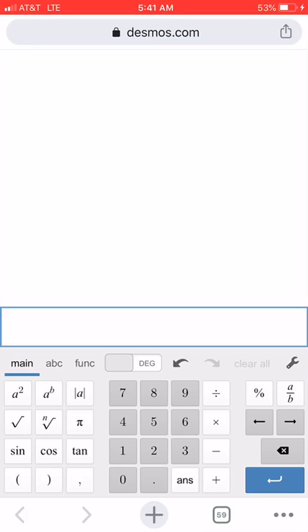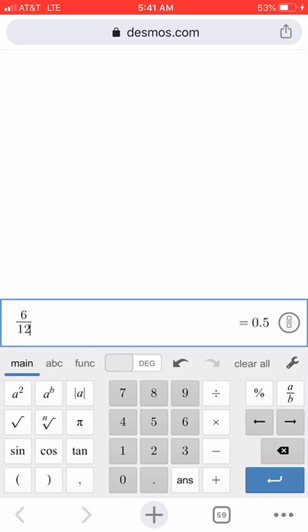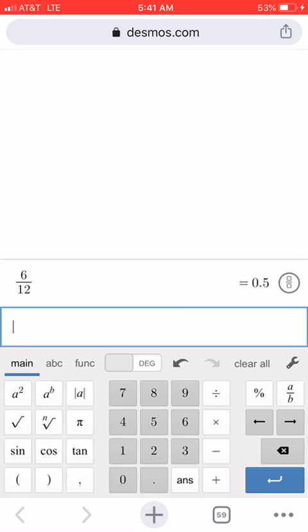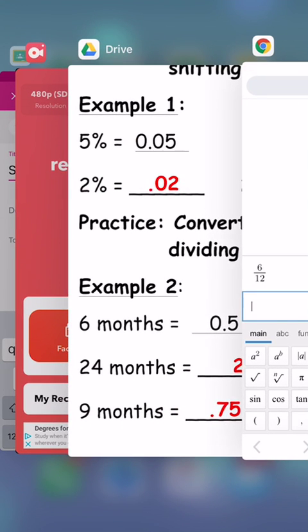So there's my Desmos calculator. I just always have it open. You can always have it open once you download it, once you click the link that I sent on my other video, or you can go to desmos.com and it'll have it right there. Okay, but 6 divided by 12. Notice it gives me the answer right there, 0.5. That's what it said a while ago.